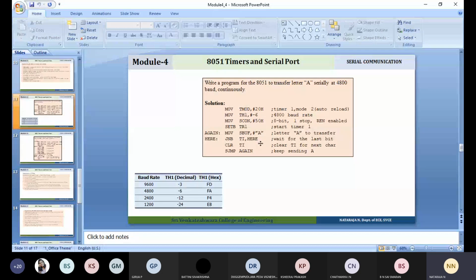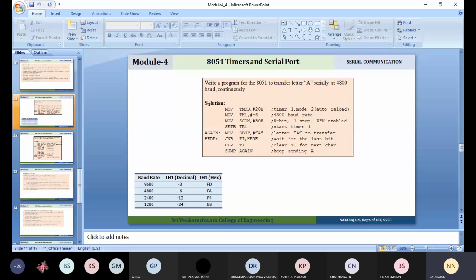Okay, take the next program, a simple program. Write a program for the 8051 to transfer letter A serially at 4800 baud rate continuously. Trace this program. 4800 means we need to take a decimal of -6. The value of TH1 will be -6. We take the hexadecimal equivalent, FA. In the other table I had given the values.